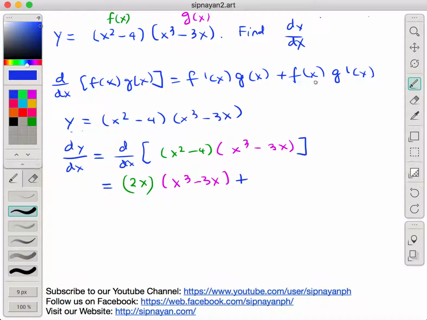Plus f of x. This is our f of x. Do we get the derivative of this? No, you can see it has no prime. So we don't get the derivative. Whatever is written here stays, x squared minus 4, times the derivative of the second function.